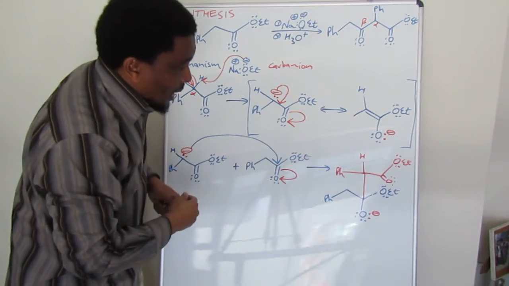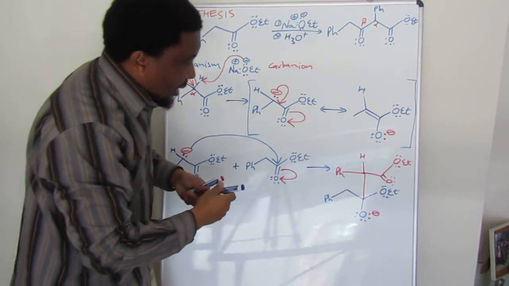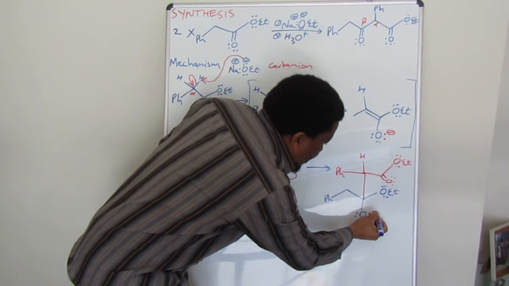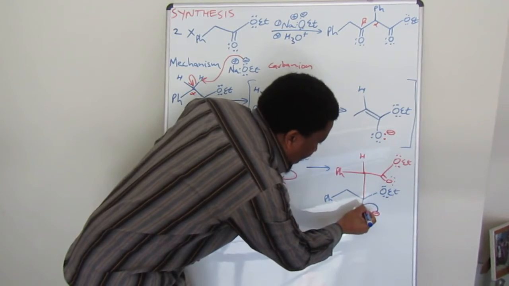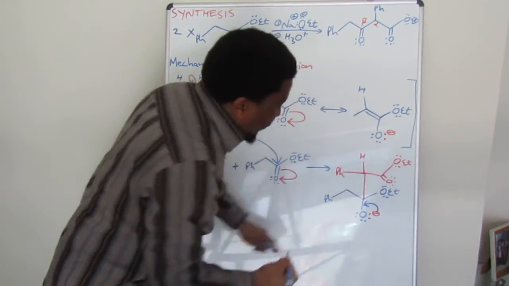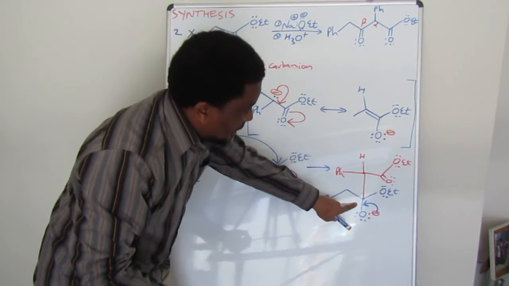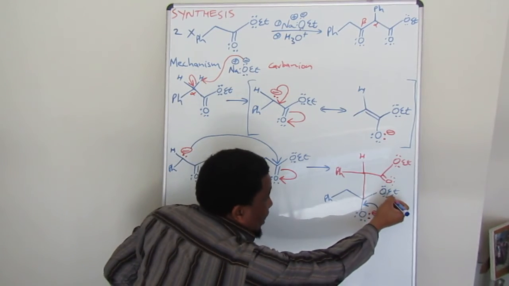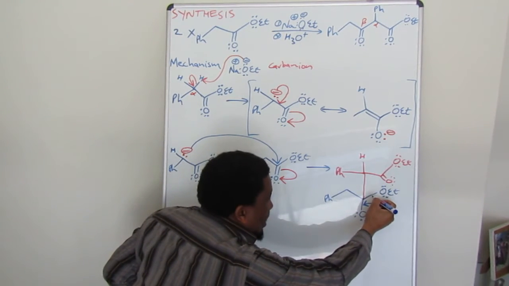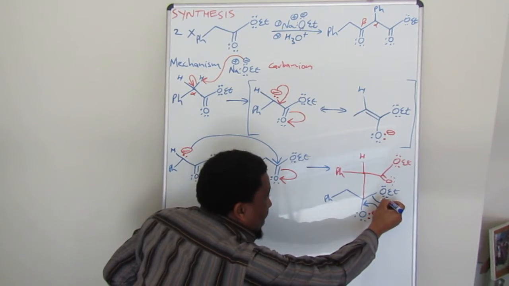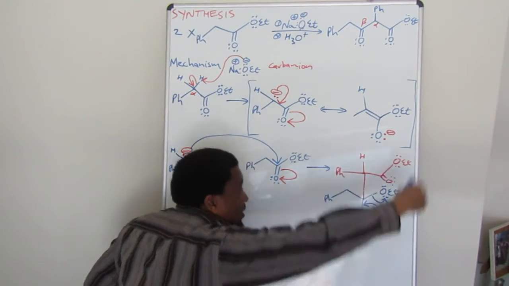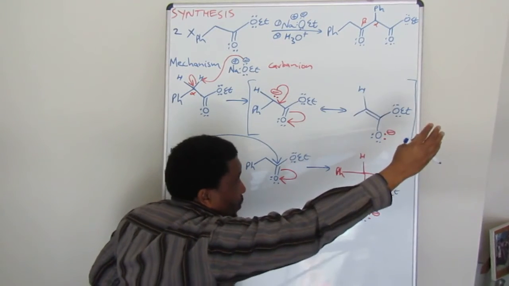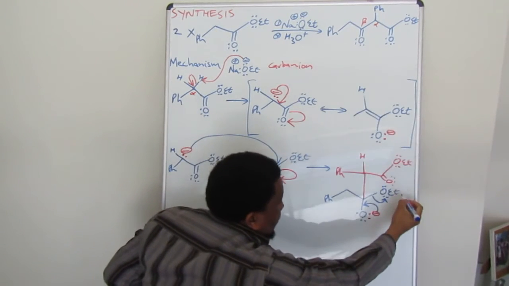Now what's going to happen with this intermediate? This oxygen will bring back the bond pair to reform the double bond in this position. As it does that, this blue OET takes away the bond pair. It becomes a good leaving group. It becomes what? A good leaving group. And then it leaves.